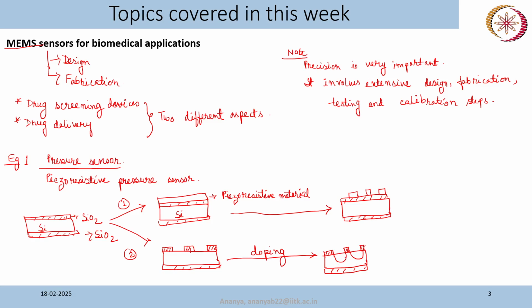So you do the doping, and then you do another step of lithography. As you can see, you did one lithography and etching, all of those steps, to make a pattern like this. Then you did the doping, and then another lithography to make the electrodes here, so that you can make a connection from this piezoresistive material. So these are the electrodes.